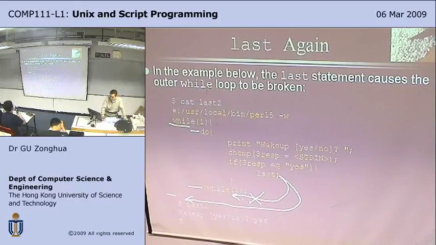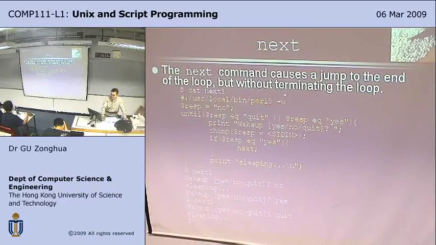So the last statement causes the outer while loop to be broken because the inner do while is not treated as a loop. Next causes a jump to the end of the loop, but without terminating the loop.